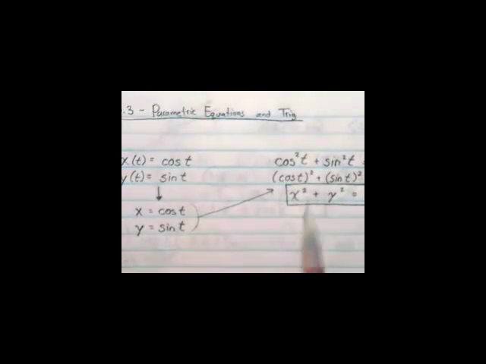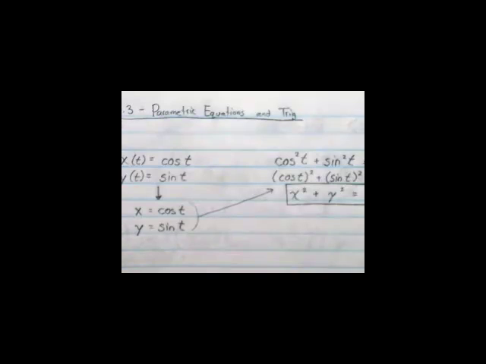Does anybody remember what this is an equation of? It's a circle. So if you have the parametric equations cosine t and sine t for x and y, it actually makes a circle. That's what the graph of that thing looks like. Trying to figure out how to graph a circle in the parametric mode? That's how you do it. Cosine and sine. Yep.